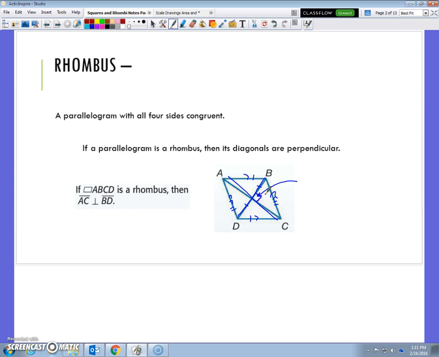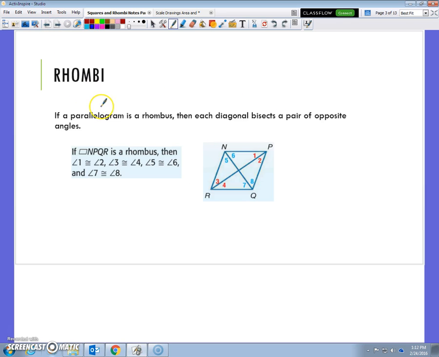And let's not get confused with our rectangle theorems. A rectangle's diagonals bisect each other, but they're actually congruent as well. On a rhombus, the diagonals are not congruent. That's only for rectangles. But the special thing about a rhombus is it intersects and forms a 90-degree angle, which is huge. So let's take a look at some things about rhombi.